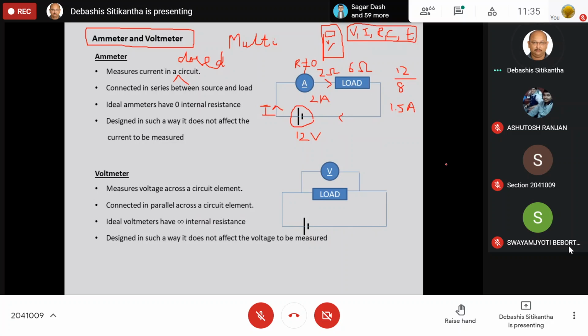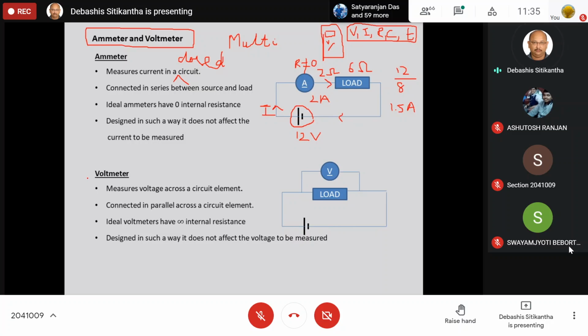So four important things about this ammeter: number one, it is used for measuring current in a closed circuit. Secondly, it is connected in series between the source and the load. Third, the ammeter must have a resistance very nearly equal to 0. Fourth, it should be designed in such a way that it should not affect the measurement of current. That's the same thing.